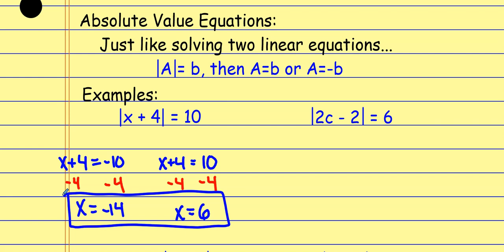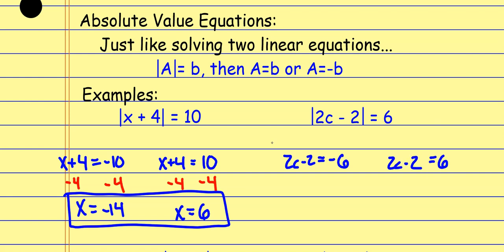Okay. If I look at the next one, same kind of thing. If I look at this, if the absolute value equals a 6, that means I got to think about the two things that have an absolute value of 6. The two things that are 6 units from 0. Well, that would be a negative 6 and a positive 6. So the 2c minus 2 equals a negative 6, or the 2c minus 2 equals a positive 6.